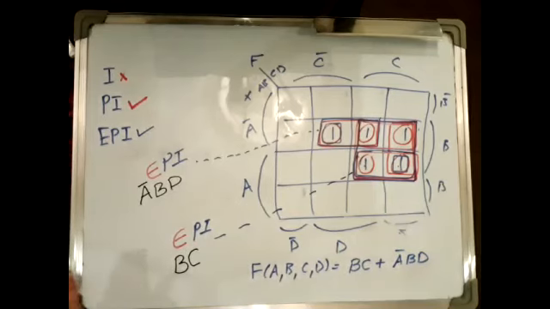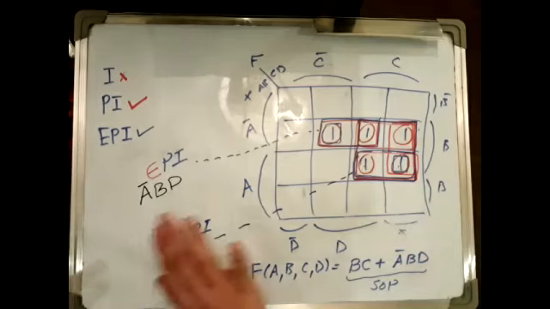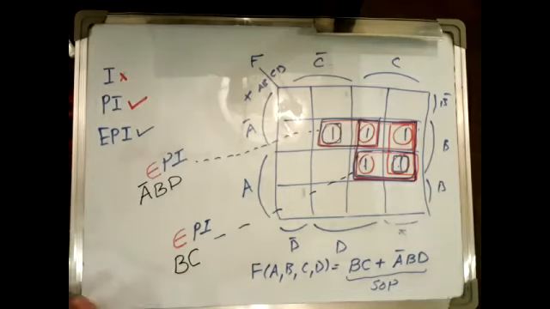Simplification using the map requires you to find all prime implicants and then identify which of these prime implicants is essential, and then write the logic expression of the function as a sum of product. If you remember, what is the form of this expression? It is a sum of product. Write the logic expression as a sum of product using the essential prime implicants plus any prime implicants that you might need to cover the remaining min-terms. And we will see many examples later on this.